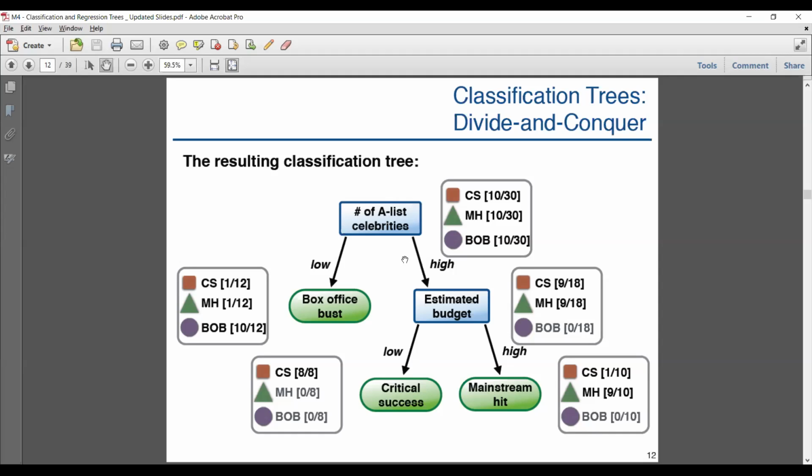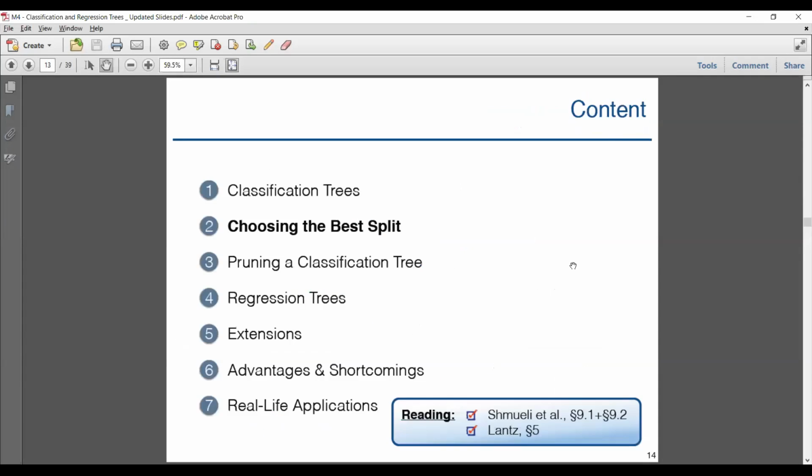And the second thing is also कि जो variables ऊपर आते हैं tree के अंदर, for example, the number of A-list celebrities in this case would most likely be a more important variable in the prediction as compared to the estimated budget. So जितना आपका variable ऊपर होता है आपके model के अंदर, उतना ज़्यादा it's considered more important.